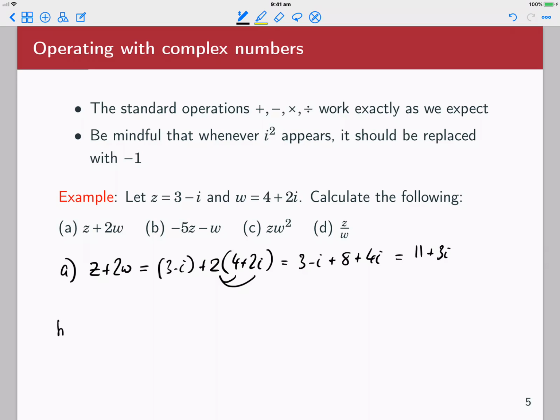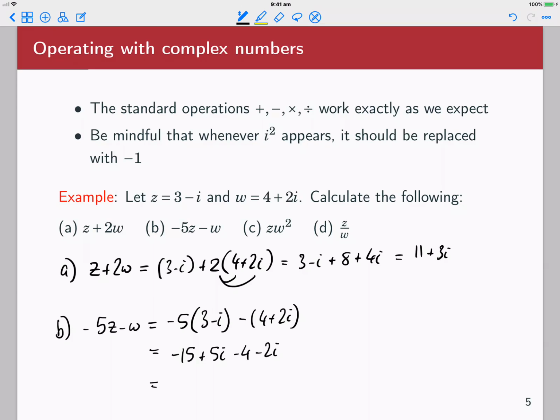Let's have a look at part B. I want to do minus 5z minus w. So we know that z is 3 minus i, and we know w is 4 plus 2i. Again, expand brackets in the usual way, so negative 15 plus 5i, negative 4 minus 2i. Collect like terms, so negative 15 minus 4, that's negative 19. 5i minus 2i leaves you with 3i. So fairly straightforward.